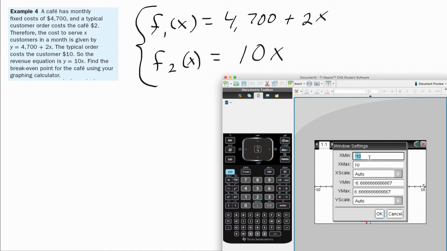I could have used some shortcuts there. My x minimum is going to be 0. My x max, I'm not sure. Really, I don't know how long it's going to take for it to get up there. So I think I'm going to put 500 for right now. My y minimum, I know I don't really want to see below 4,700, so I'm going to make that my minimum, 4,700. And my y max, I have no idea. I'm going to put in 10,000. Click OK.